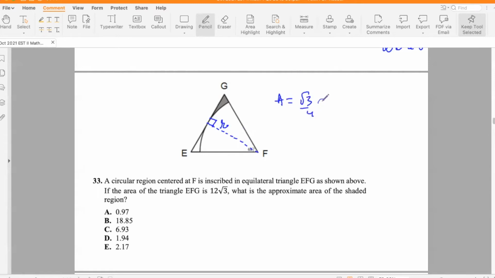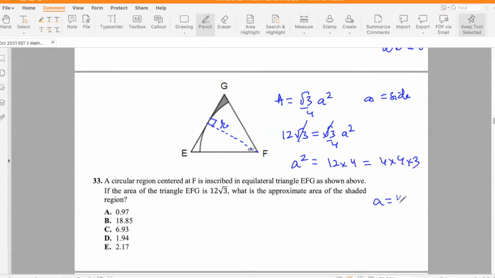Root 3 by 4 a squared, where a is the side. So 12 root 3 is root 3 by 4 a squared, right? So a squared is 12 into 4, which is 48. So 4 into 4 into 3. So a is 4 root 3. So the side length is 4 root 3.